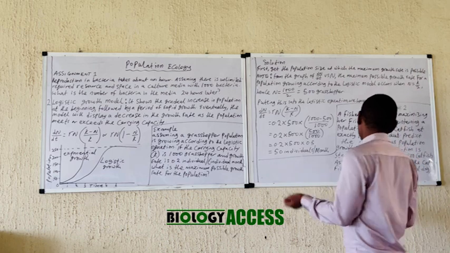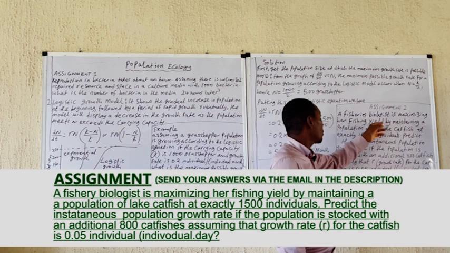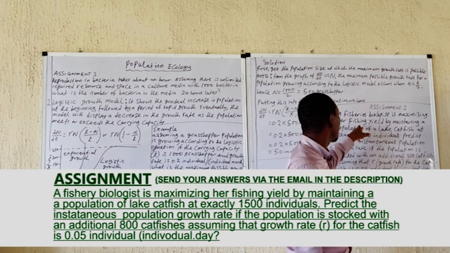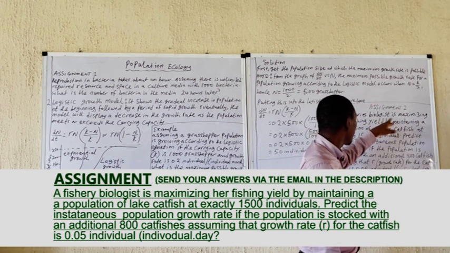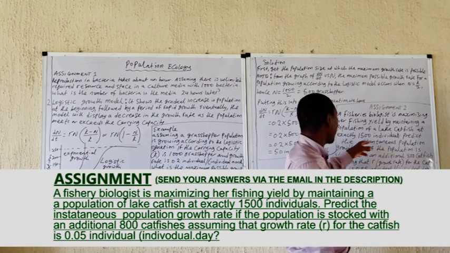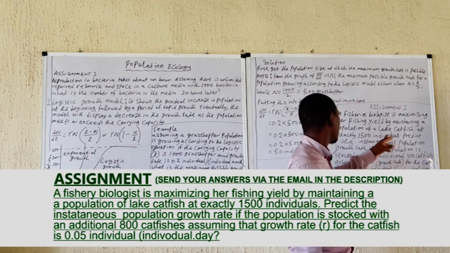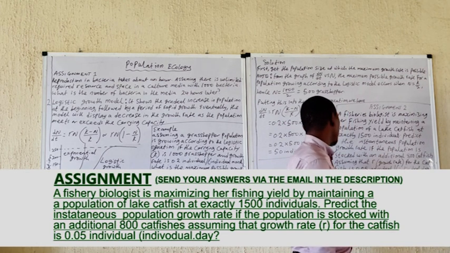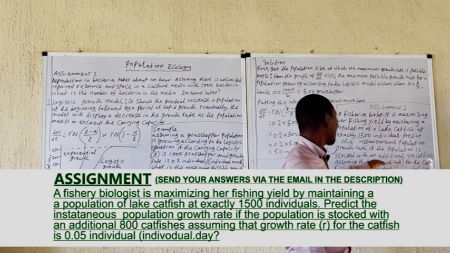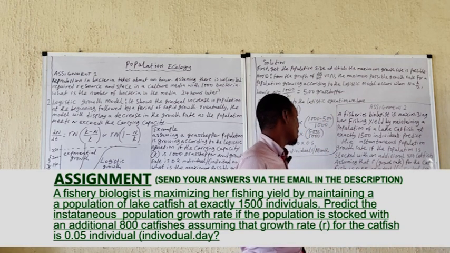Now, you can also take this as an assignment. Assignment 2. A fishery biologist is maximizing her fishing yield by maintaining a population of lake catfish at exactly 500 individuals. Predict the instantaneous population growth rate if the population is stocked with an additional 800 catfish. In this case, assuming the growth rate for the population is this. So you can attempt this question; it is direct.